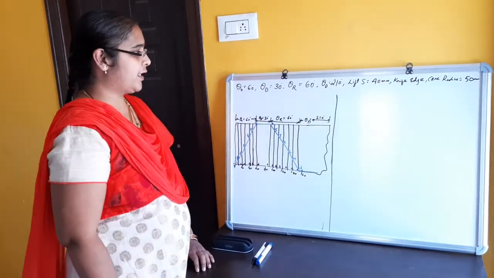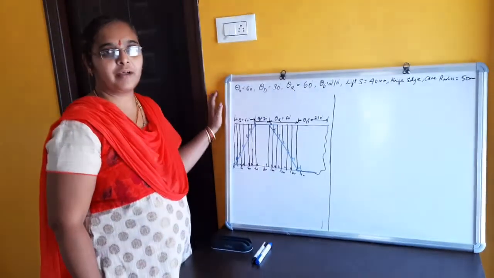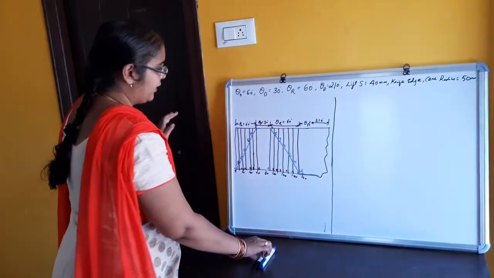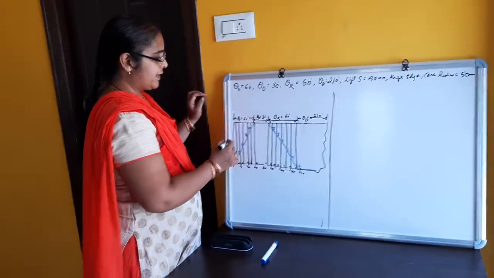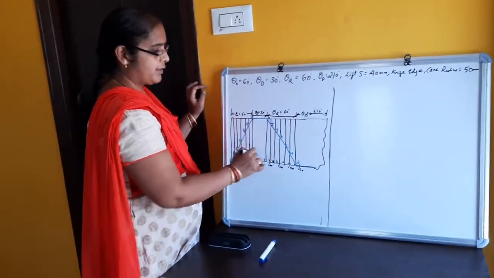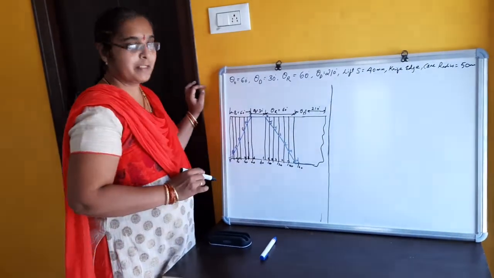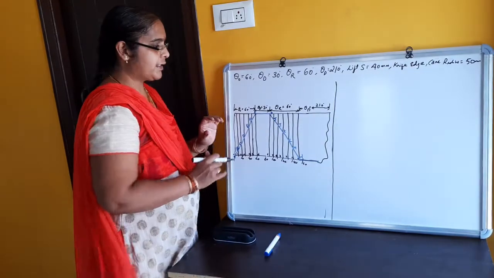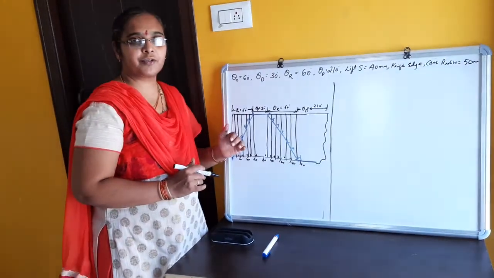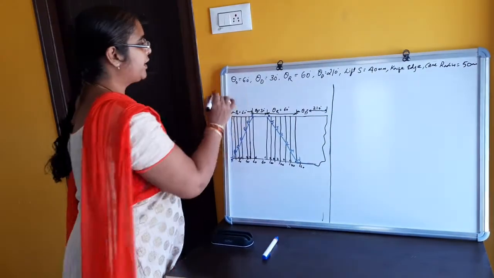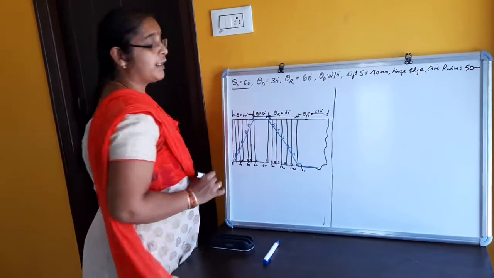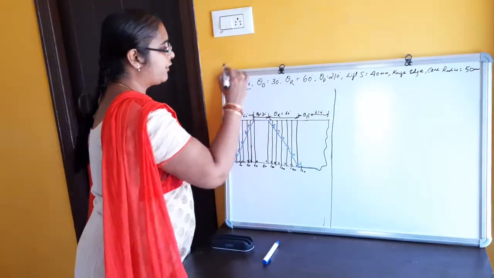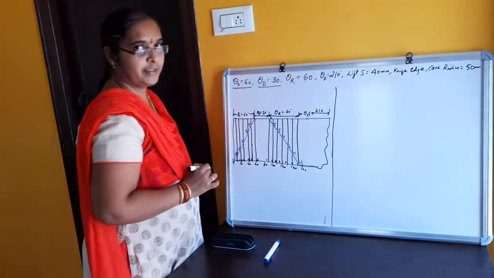Let us understand the construction of cam profile today. As I discussed with the previous problem, how to construct the displacement diagram for a given follower. Let me summarize the construction of the displacement diagram. In the given problem, the outstroke angle is 60 degree. After that, there is a dwell of 30 degree.